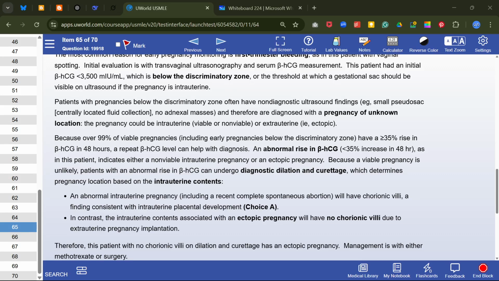Okay, so that's all about ectopic pregnancy.